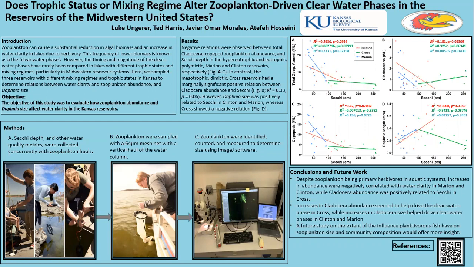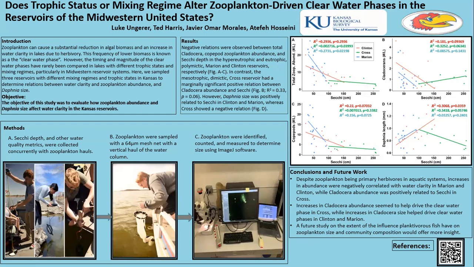United States. In Kansas, the objective of this study is evaluating how zooplankton abundance and Daphnia size specifically may affect the water quality in these Kansas reservoirs. The sites that I studied were Clinton Reservoir, or Clinton Lake, as most people around here know it, which is a polymictic, sometimes dimictic, depending on the weather of that year, eutrophic system.